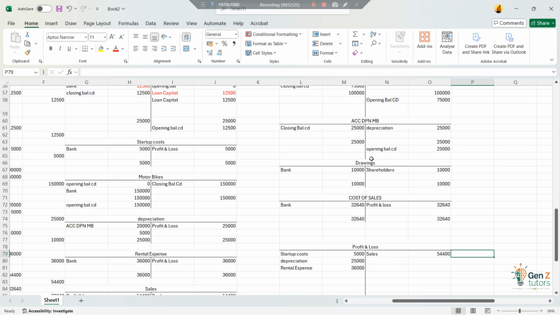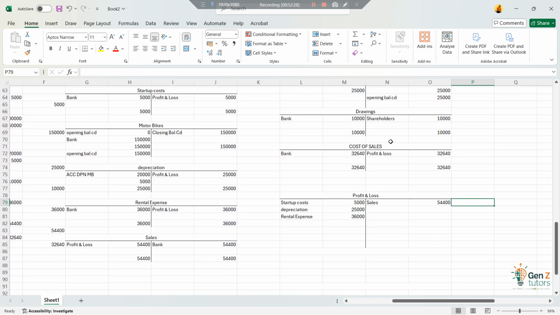Then now we go to rental expense. Again, rental expense will have to be debited on this thing for how much, for this 36,000 over here. Then sales also, again, they have to be what, in this situation, sales, they are on the credit side, so now we have to debit them. So now we're going to say sales, credit sales for how much, 54,500, right? Then we are done with that.